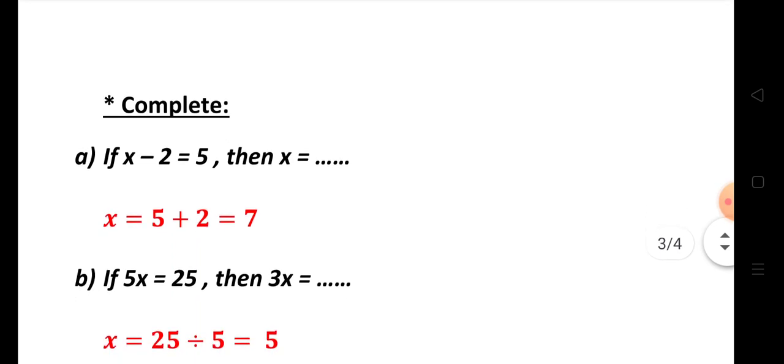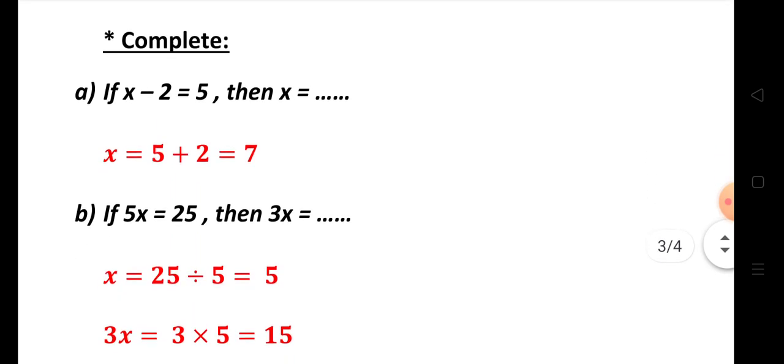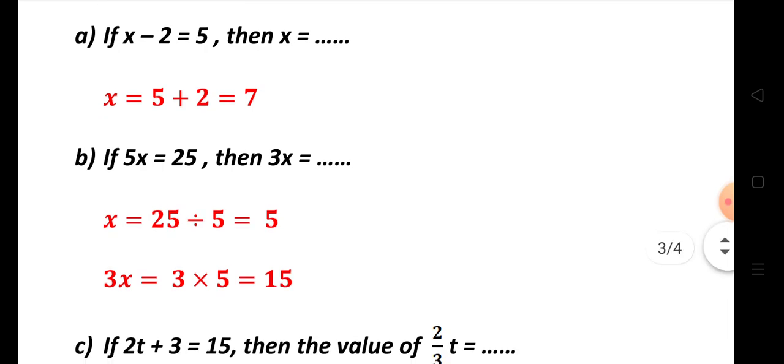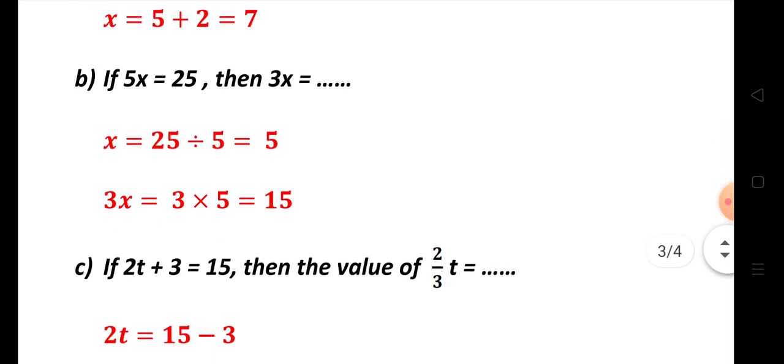After that, we will talk about some examples in the complete. Letter A. If x minus 2 equals 5, then x equals what? We will solve it as before. x equals 5 plus 2, which equals what? 7.